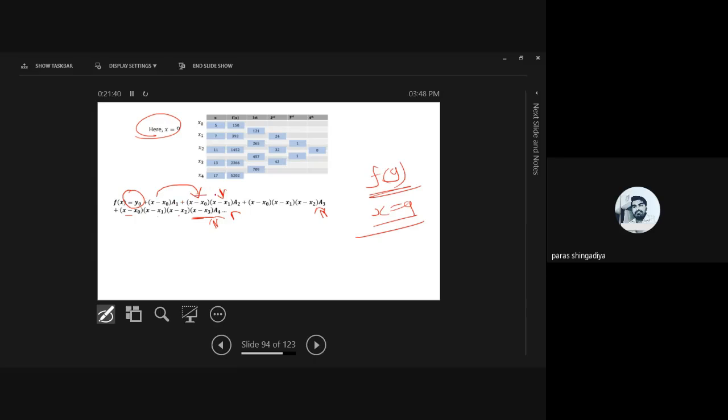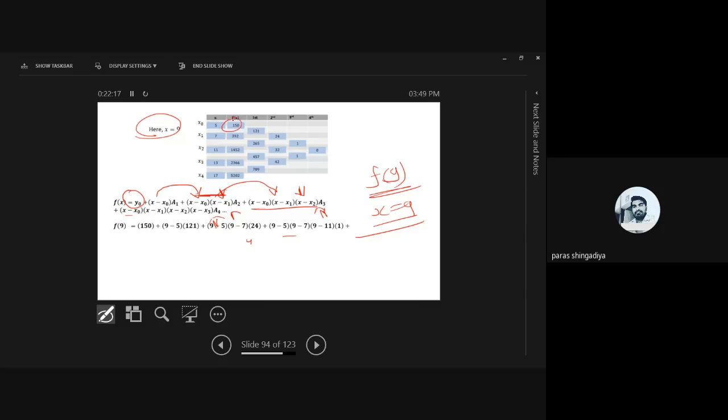Now consider these both brackets as they are in the next term, and now use the next value, that is x2, and subtract it from x, that is x minus x2 into a3. Now consider these 3 brackets as they are here, and use the next value, x3, subtract it from x, x minus x3 into a4. If a fifth value is given, then we'll consider these 4 brackets as they are and add one more bracket, that is x minus x4 into a5. Clear formula?